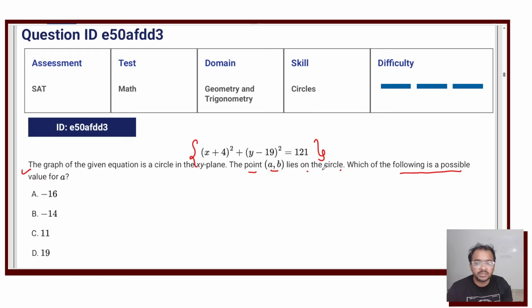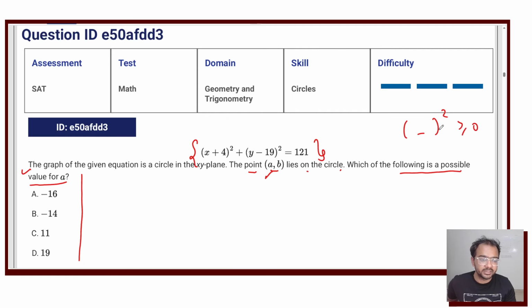Which of the following is a possible value of A? A means the x coordinate. What can be the possible x coordinate on this circle? So let's try to solve it algebraically. Whenever you square something, this thing will always be greater than or equal to 0. The least value that it can attain is 0.